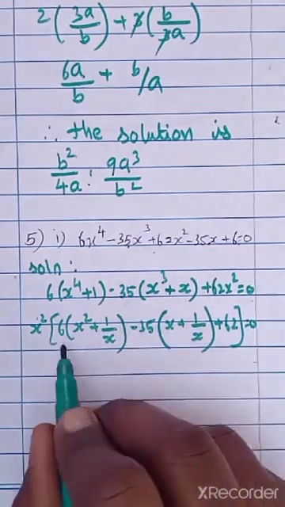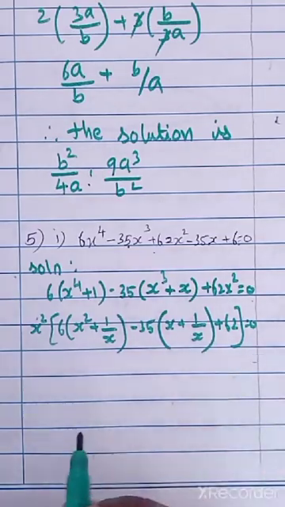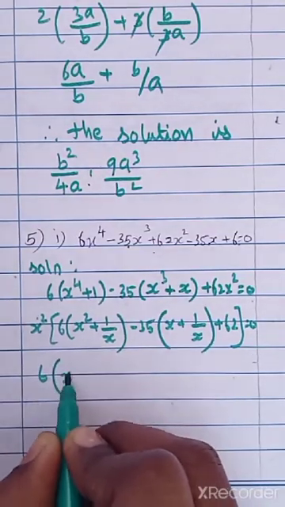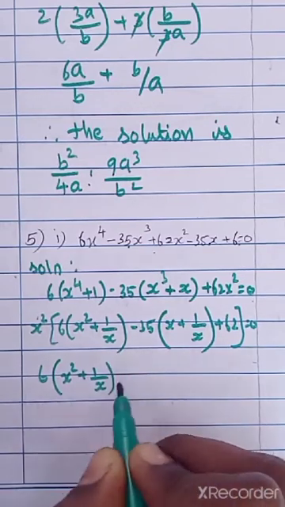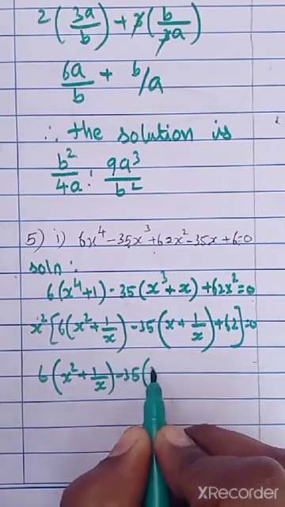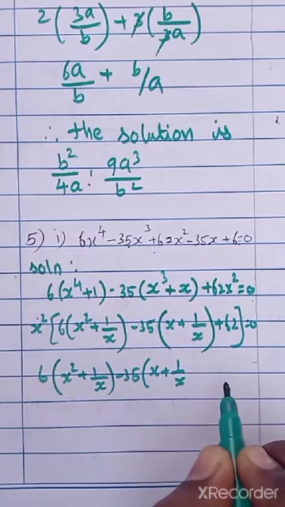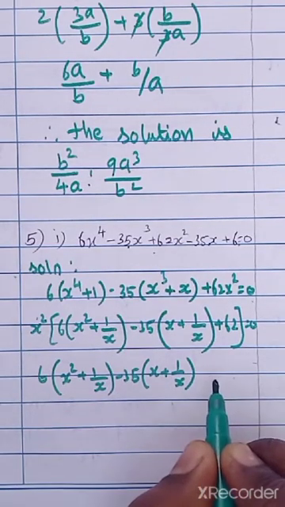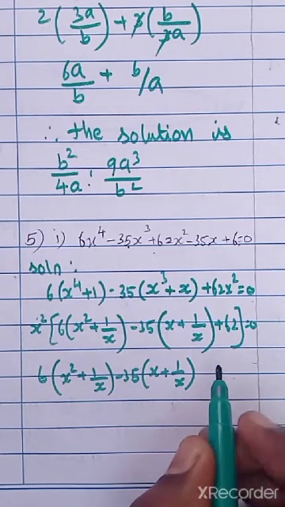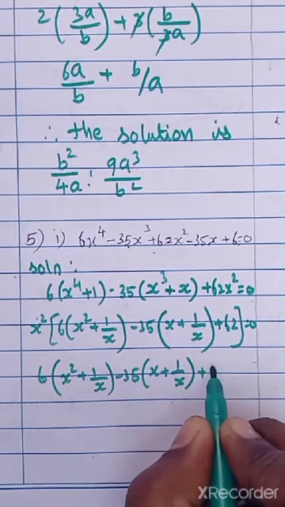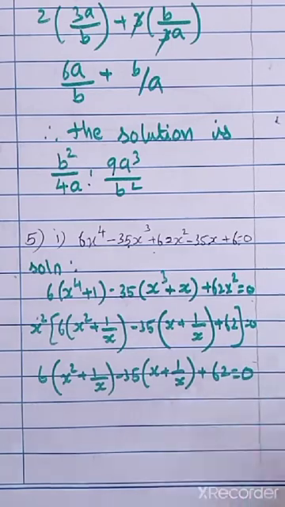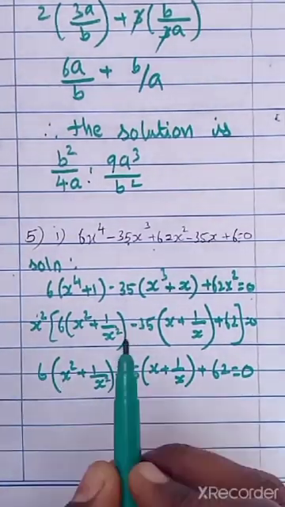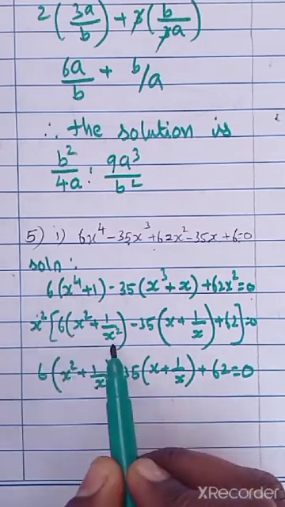Now if I take this x square to that side, it will become 0. So what will be remaining? 6 into x square plus 1 by x square minus 35 into x plus 1 by x plus 62 equal to 0. For the first term, actually this is a square. Taking x square common, the square will come.